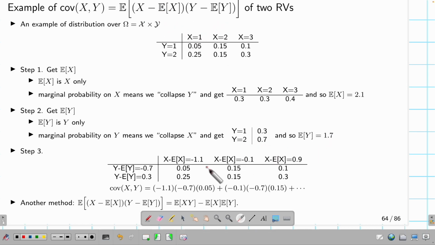We put the E[x] and E[y] back into the table. It will be x minus E[x], so x is 1, E[x] is 2.1, so we will get negative 1.1. And then x minus E[x], it will be 2 minus 2.1, so negative 0.1. And 3 minus 2.1, it will be 0.9. Similarly for y, 1 minus 1.7, so negative 0.7. 2 minus 1.7, that means 0.3. So we will get this new table. We just change the x value and the y value. The probabilities do not change.